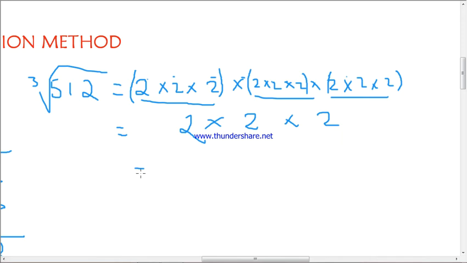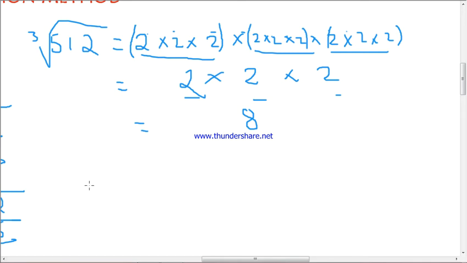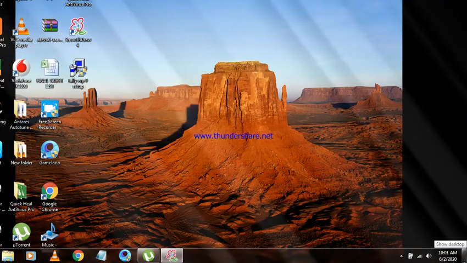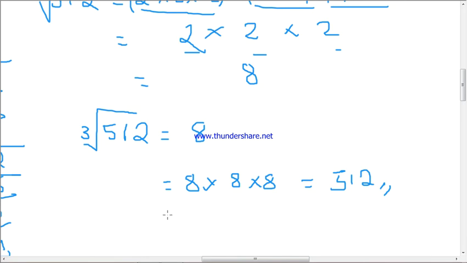So let's multiply these 3 numbers. 2 into 2 equals 4, 4 into 2 equals 8. This means that the cube root of 512 is nothing but 8, which also means that if I multiply 8 into 8 into 8, the result is 512. Is that okay? So this is how we find the cube root of a number by the prime factorization method.